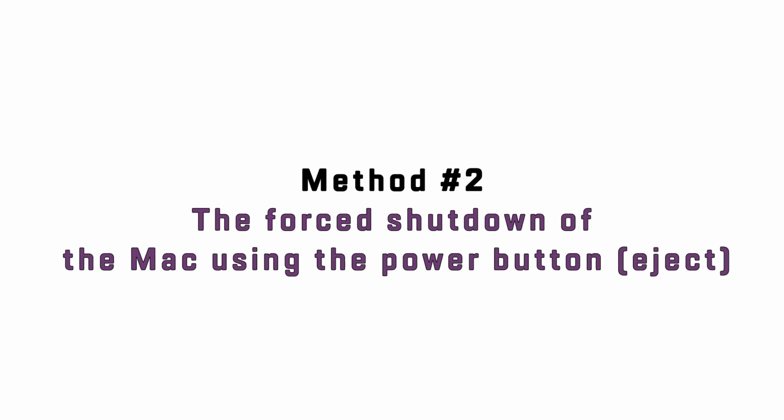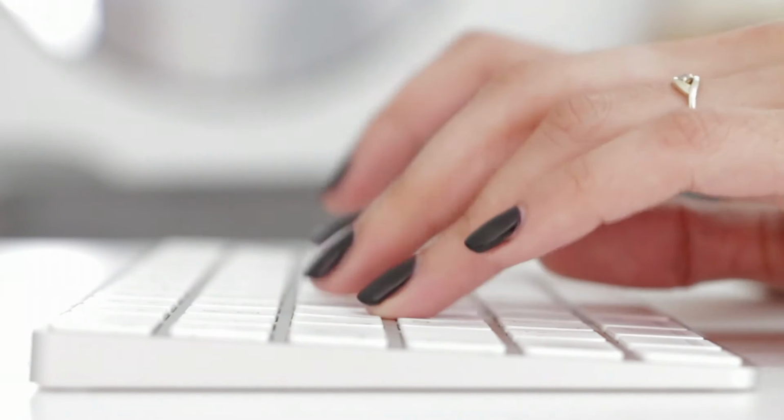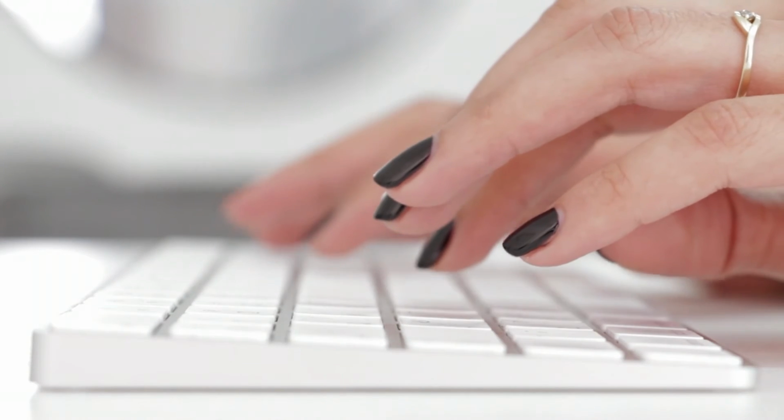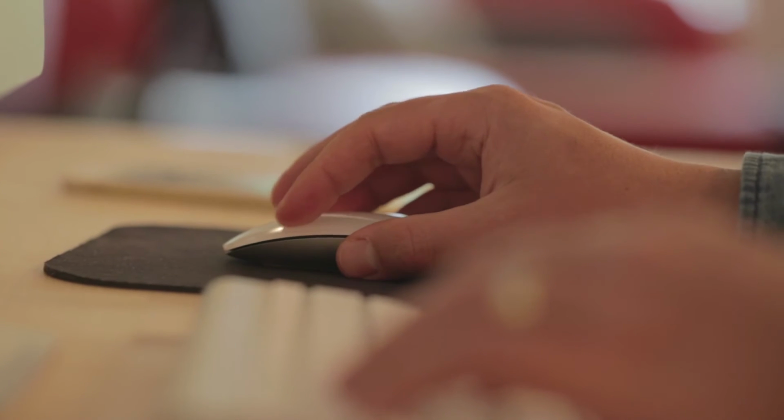Method number 2. The forced shutdown of the Mac using the power button or eject. This alternative is suitable for cases when the device doesn't respond to key presses, mouse movements, and other commands at all. In this case, you just need to perform the following actions.